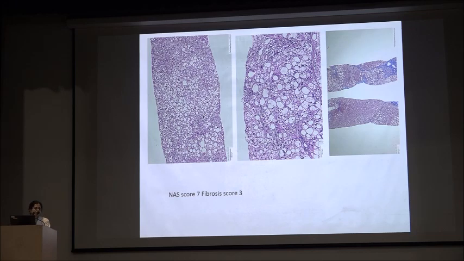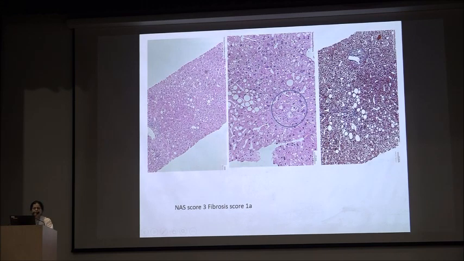And if we calculate over the biopsy, the lobular inflammation score was calculated as 2. So the cumulative score came as a NAS score of 7. Now coming to the Masson trichrome stain section, this is a portal tract which is expanded with periportal extensions and formation of a bridge. So this is bridging fibrosis. So the fibrosis score was put as 3.